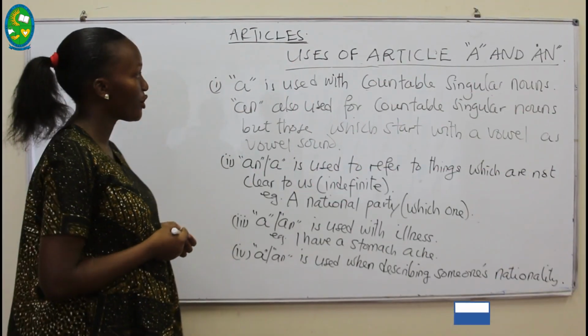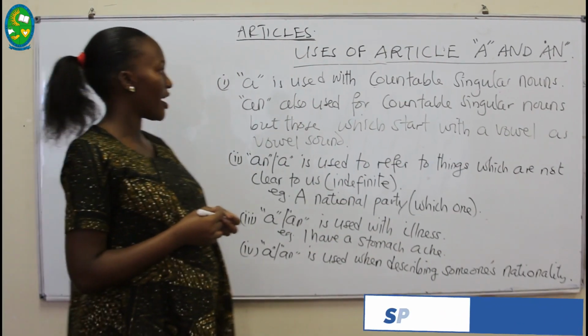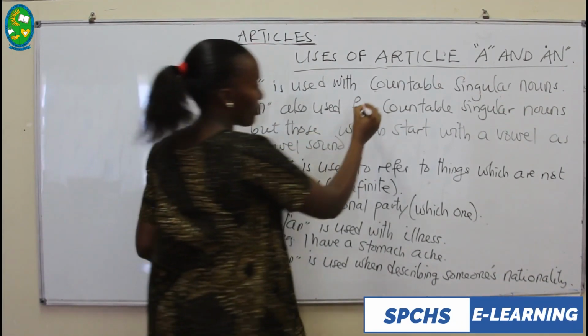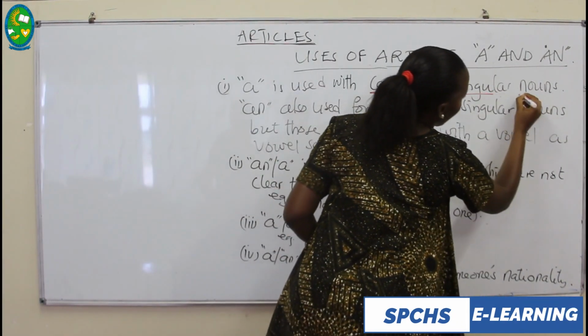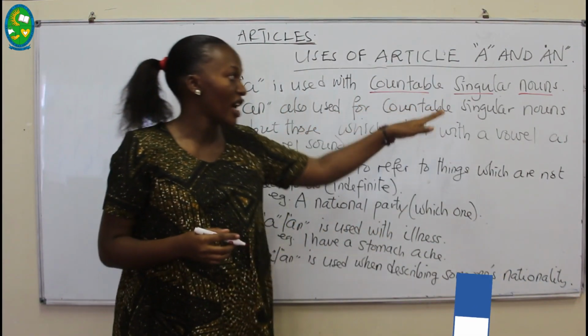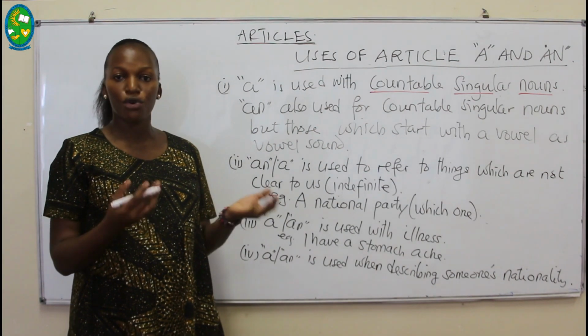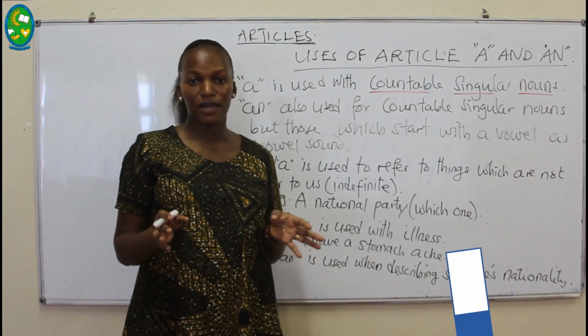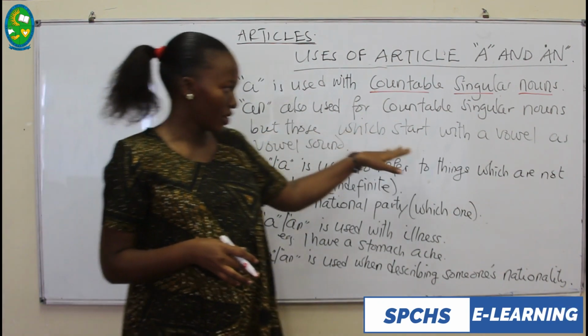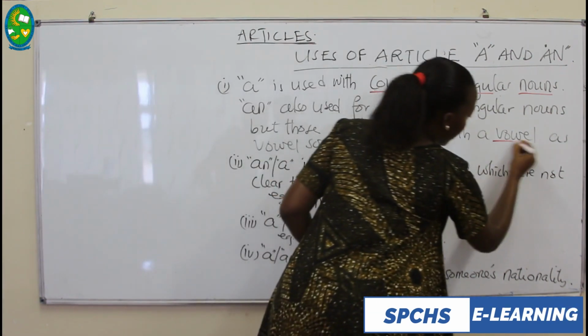Now let's look at the use of the articles a and an. Both a and an are used with countable singular nouns. When you say countable singular nouns, those are nouns which can be counted. For instance, books, pens, all those can be counted. The difference is that an is used only with those which start with a vowel sound.